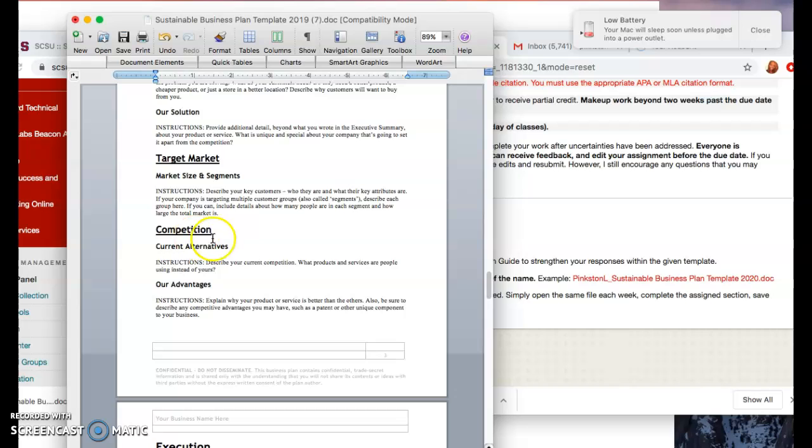All right. Competition, current alternatives, and your advantage. Current alternatives means describe your current competition. What products and services are people using instead of yours? Okay. So speak on this. Make sure you're writing in third person. Do not start a sentence off with my.